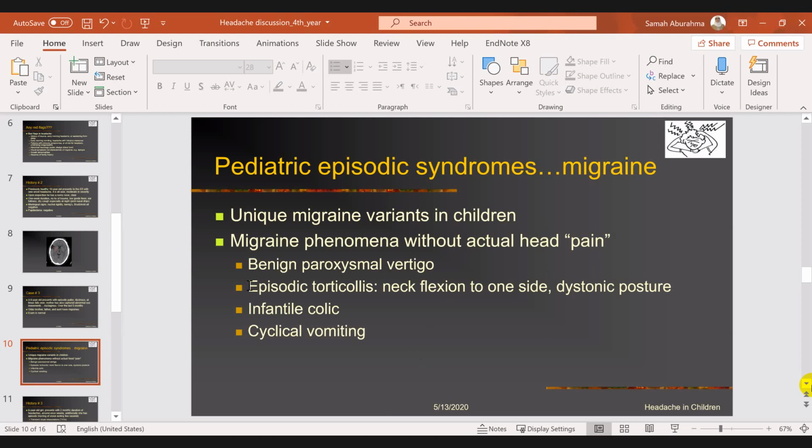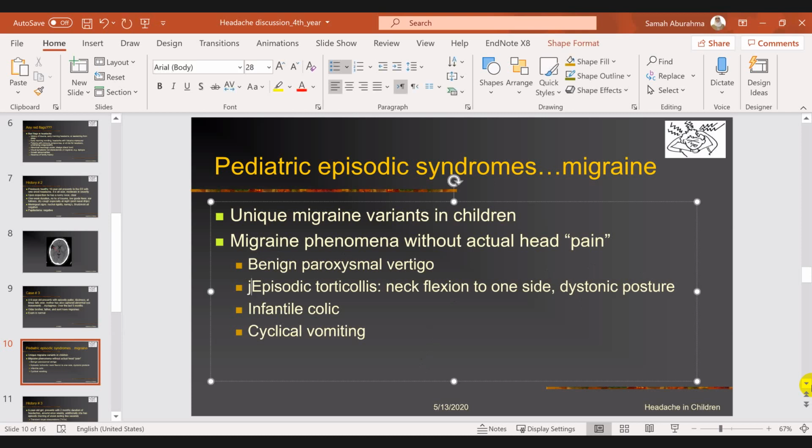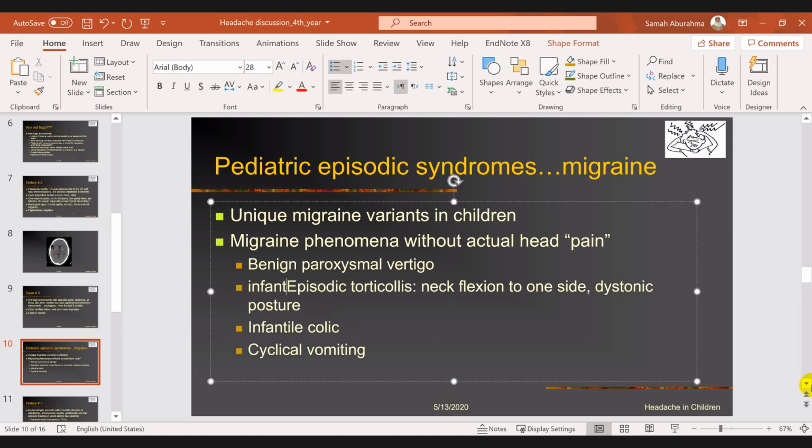So this usually happens in infants, infantile episodic torticollis. They have episodes of neck flexion to one side. They might stay for maybe 2 or 3 hours and then it resolves. And the episodes recur. Again, a family history of migraine would be very helpful to differentiate, and this is likely to be a migraine phenomenon. Infantile colic, some believe it could be a migraine phenomenon.